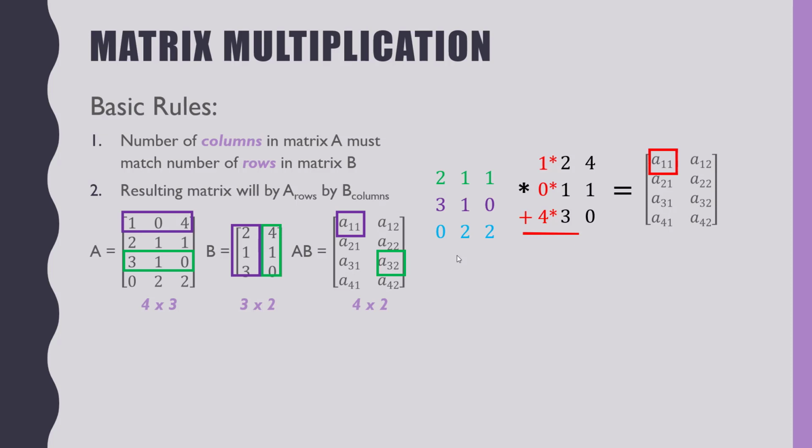Because remember, what's that red square? It's row 1, column 1. Which is its position in the new matrix, but it's also coming from row 1 from the first matrix, column 1 from the second matrix, right? So what's the answer going to be for that? 14. Yep. All right.